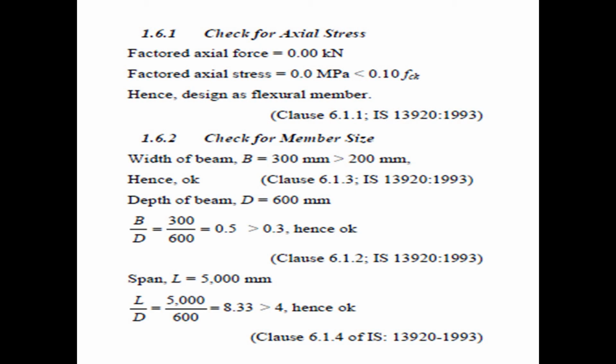Then the depth criteria of the beam is that B by D should be greater than 0.3, and here in our case B by D is 300 by 600. So the depth criteria is also passed in this ductile case. Then the span criteria: we have the length of 5 meters and the L by D ratio is 8.33, which is greater than 4, and hence this span criteria is also safe.